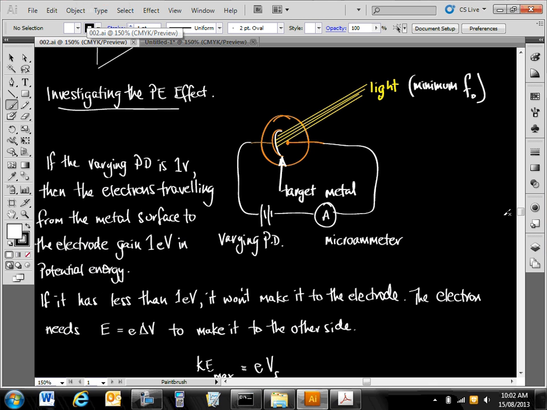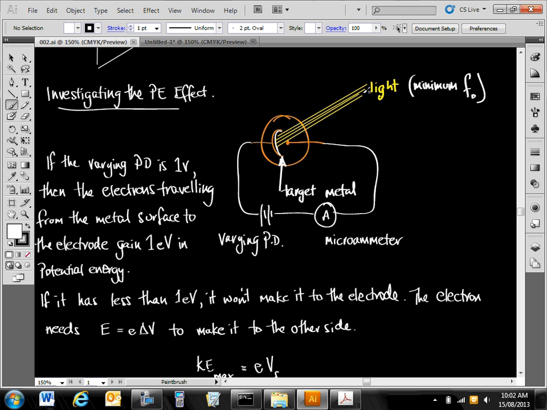We are investigating the photoelectric effect, and I showed this crude drawing of this apparatus here. Essentially, it's the same as our applet. Our applet shows an electrode on one side that's covered in our target metal, the metal that we're interested in. I think the applet actually defaults to sodium, so sodium might be the metal here, say.